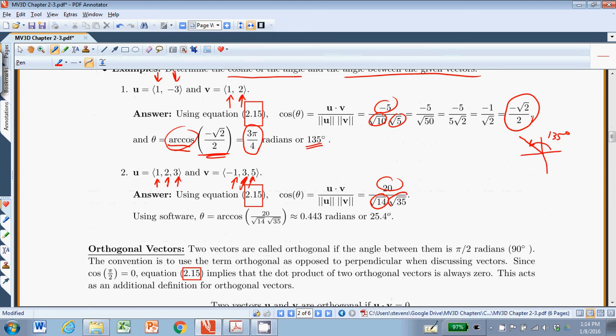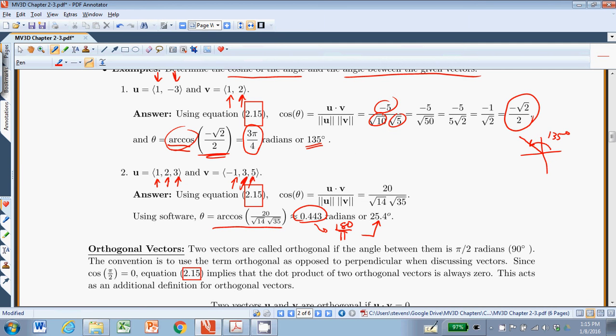Take the square root. And this one is not one of the few that are known, so you really have to use software or a calculator. And when you take the arc cosine of this, you get 0.443, right? But that's radians, so if you multiply that by 180 over pi, you'll get 25.4 degrees.